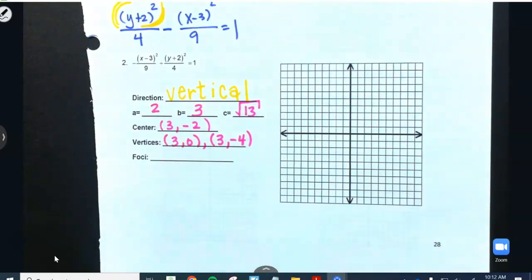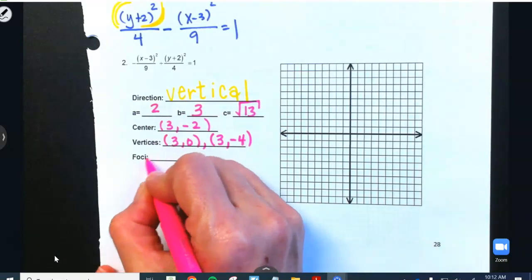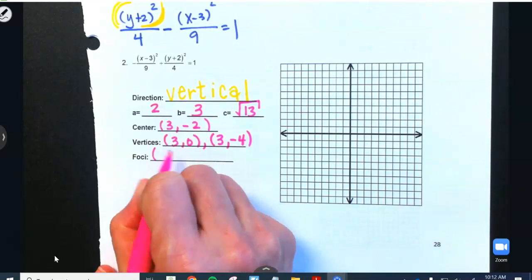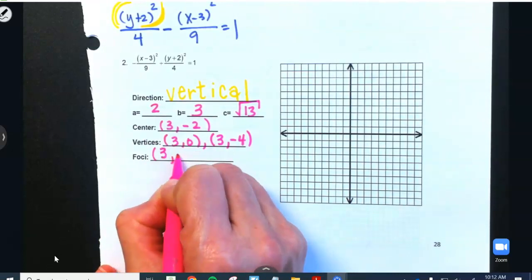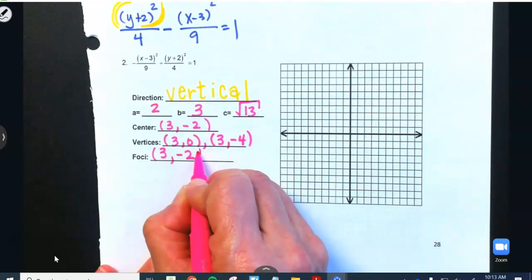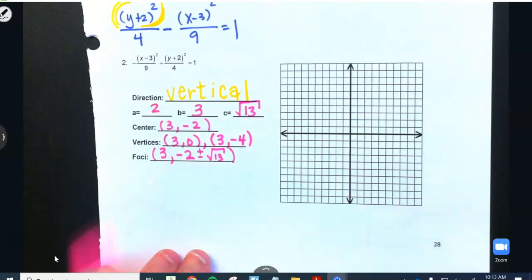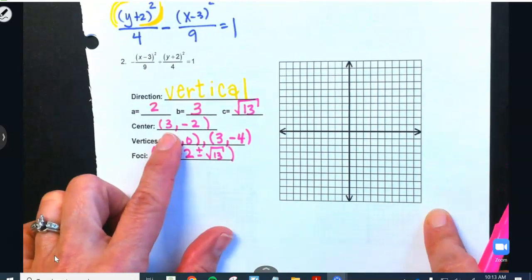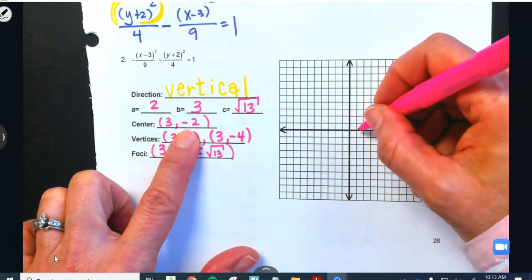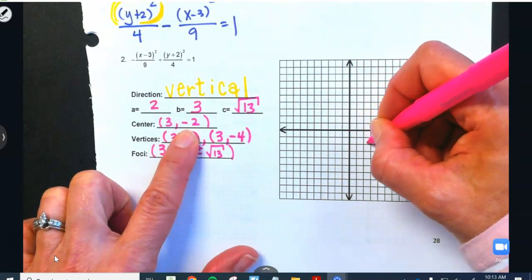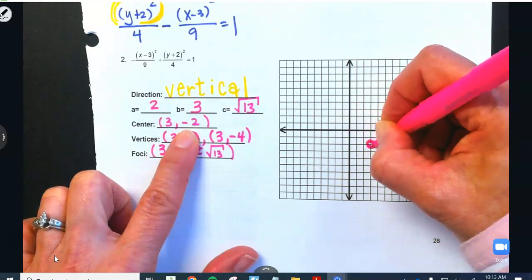And remember, your foci are up and down too, but they're even farther away. The foci are going to be 3, negative 2, up and down, positive, negative, the root of 13. All right, let's go ahead and plot what we know. The center is at positive 3, negative 2. 1, 2, 3, 1, 2. Pretty sure I graphed that one right.